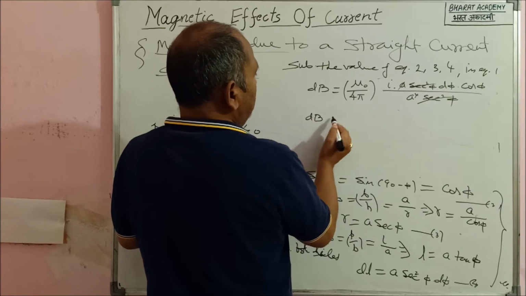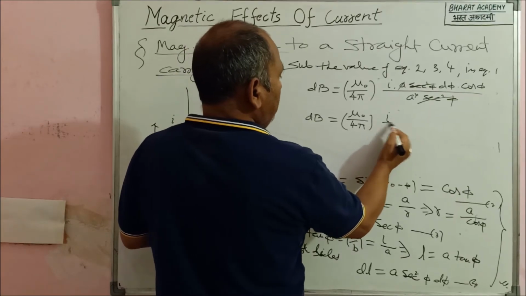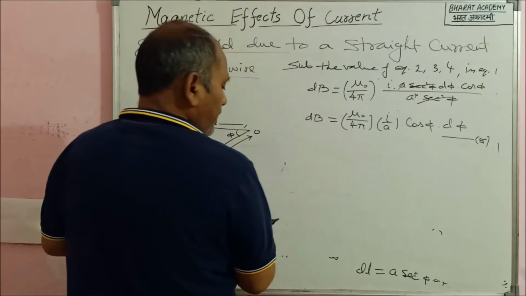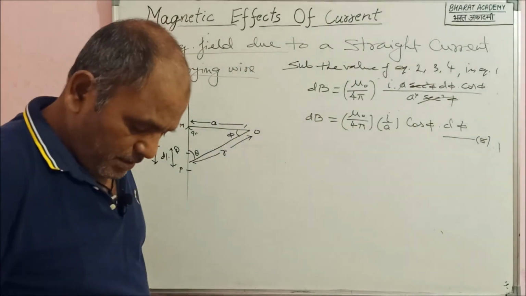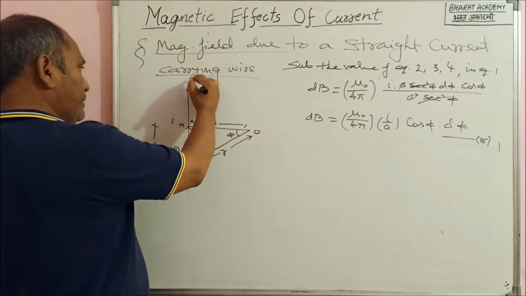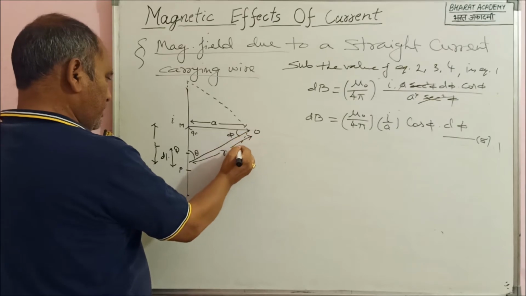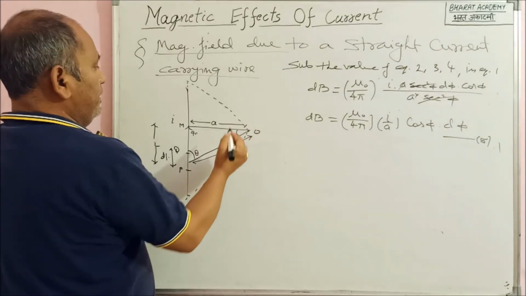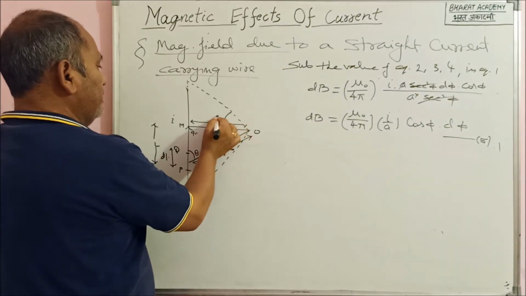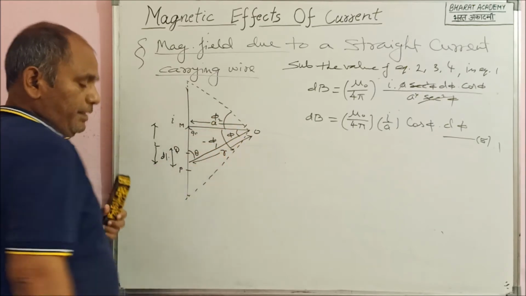dB equal to mu 0 by 4 pi I by A cos phi. This is the magnetic field produced by a small segment, right? Now what we want? We want to find out the magnetic field produced by the wire of a particular length. Suppose I am connecting its extremities like this, right? This denotes an angle phi 1 and this one phi 2 as limits. As phi 1 is below the axis, we will take it negative, right?